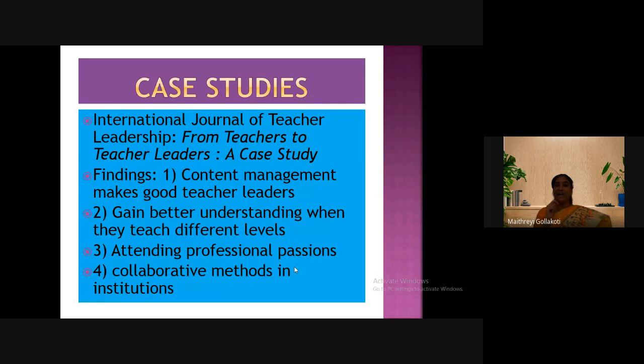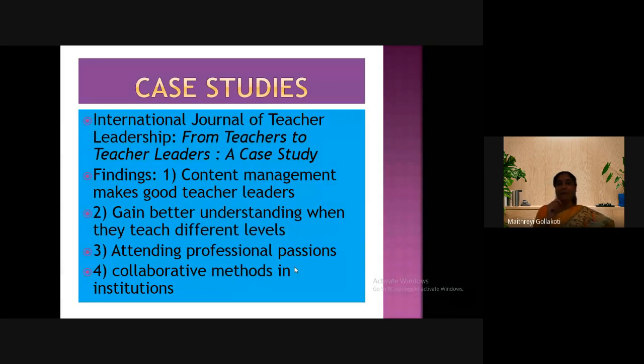Now, next is attending professional passion. It is very important for us to pursue our passions. Our passion may be anything. It can be music, it can be writing poetry. If you pursue these passions, you will become very strong emotionally. And when you become strong emotionally, definitely you will be able to handle your students in a more matured manner. So that way, that helps.